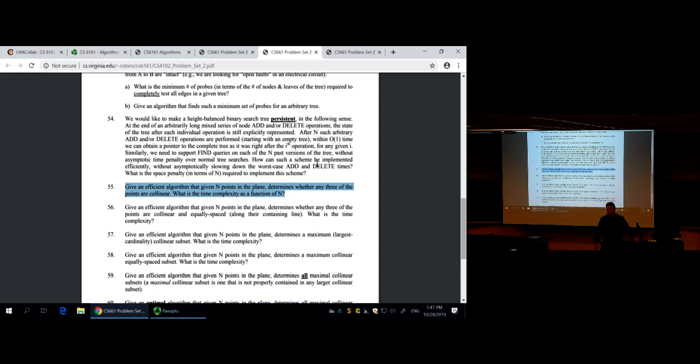But for this problem, for collinear triple, just intuitively, I'm not asking for algorithms or proofs or anything beyond just a guess. How many here think it can be done faster than quadratic, just the existence of a triple? How many say it can't? Quadratic is a lower bound. It's an open problem. Nobody knows.